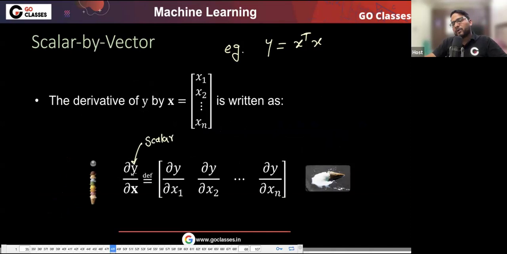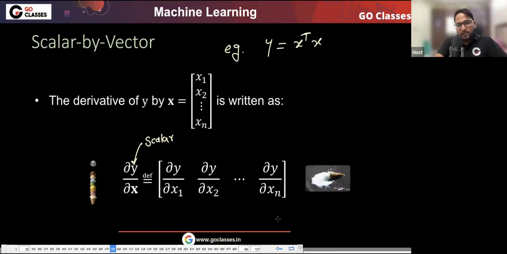You don't have y1, you don't have y2. It is just one number, y. For x you have x1, x2, like this. So this is a scalar, this is a vector. So you will be differentiating this y, a scalar, with respect to a vector. So you need to differentiate with respect to x1, x2, and so on. Is this okay to everyone? Okay.